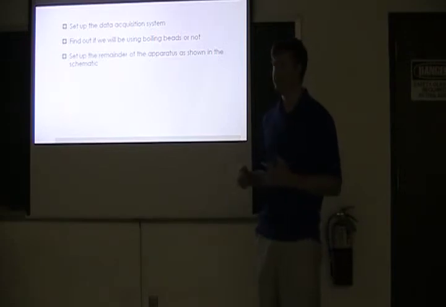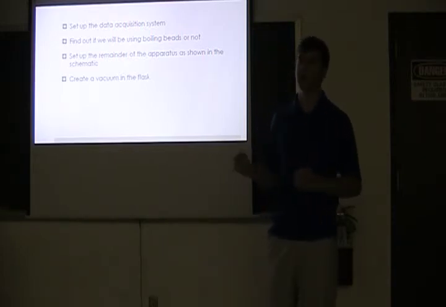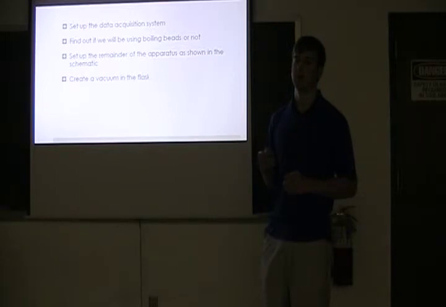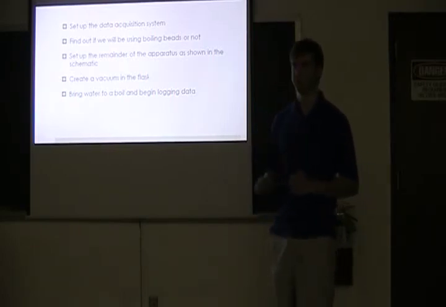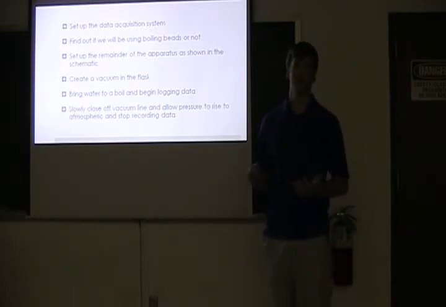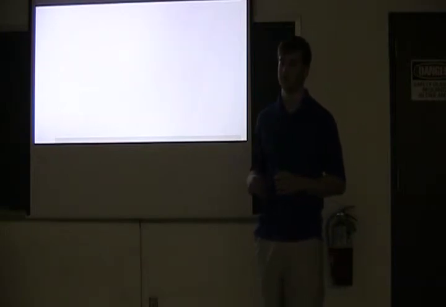Then set up the rest of the apparatus as shown in this schematic. We're going to create a vacuum in that flask, and then once the vacuum is reached, or as close to the vacuum as we can get, we're going to start the water to boil and begin logging data once it reaches a boil. As soon as the water has reached boil and we start logging the data, we're going to slowly close off the vacuum line and allow the pressure to increase to atmospheric pressure. And once it has reached that, we're going to stop recording the data.